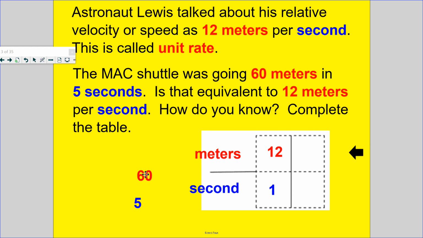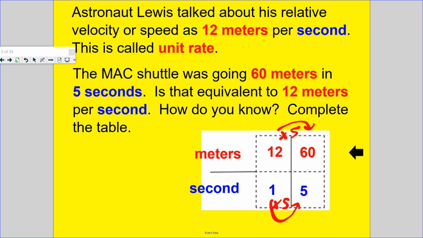So the space shuttle was going 60 meters in 5 seconds. Are these equivalent? Well, let's see. What is the relationship from 1 second to 5 seconds? The relationship is times 5. So what is the relationship from 12 to 60? Also times 5. So 12 meters for every second is the same as saying 60 meters in 5 seconds.